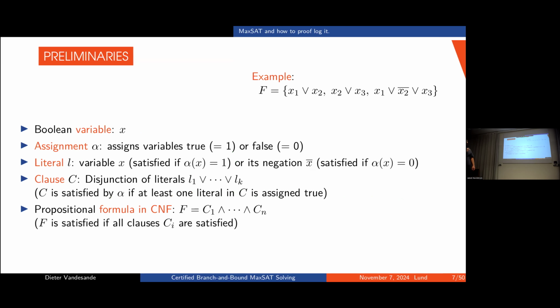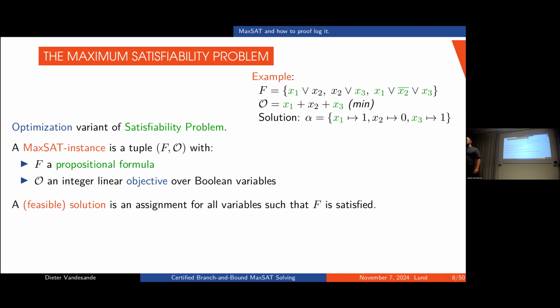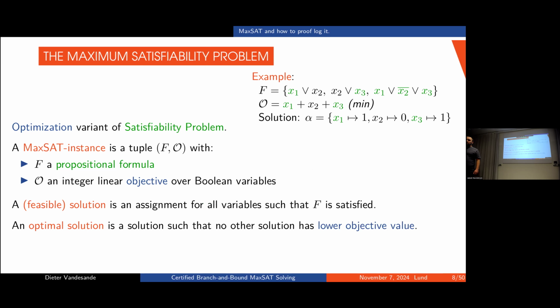Okay, so I will talk about clauses, which are disjunctions of literals, about propositional formulas in CNF, like we've been doing already many times. And I will be using this definition for MaxSAT. So MaxSAT is the optimization variant of the satisfiability problem. And a MaxSAT instance, for me, consists of a propositional formula and an integer linear objective. And I will talk about a solution or a feasible solution when I mean an assignment for all variables such that the formula is satisfied. And I will talk about an optimal solution if I have one that minimizes the objective.